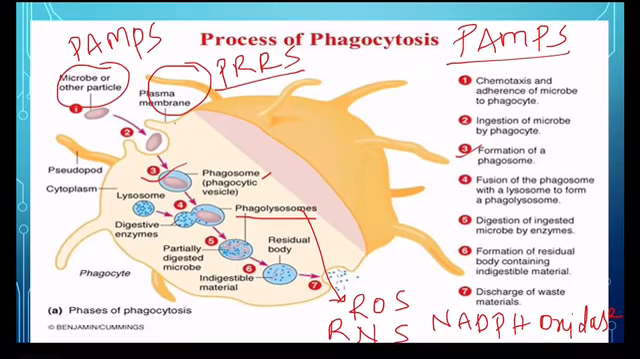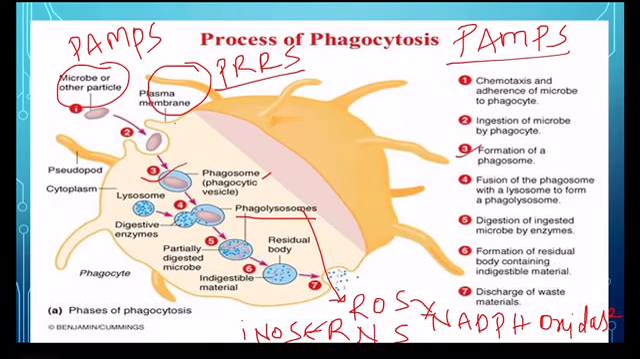Another one is reactive nitrogen species. They are generated by the transcriptional activation of a gene, meaning it is an inducible gene, which is activated for the enzyme nitric oxide synthase, also called iNOS, where i means inducible nitric oxide synthase. So this enzyme produces NO, nitric oxide, which is a potent antimicrobial agent.